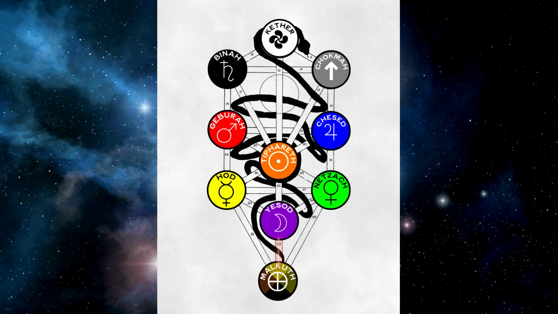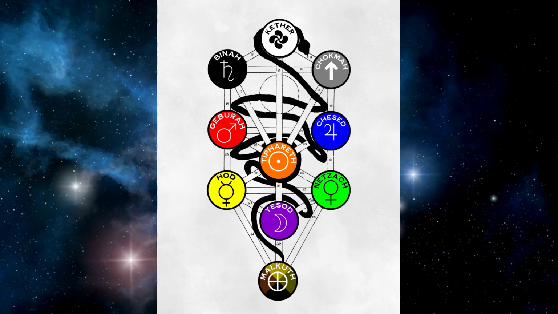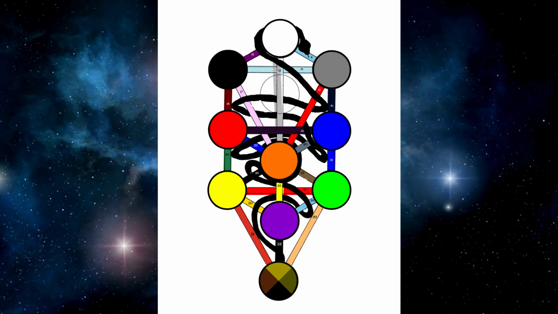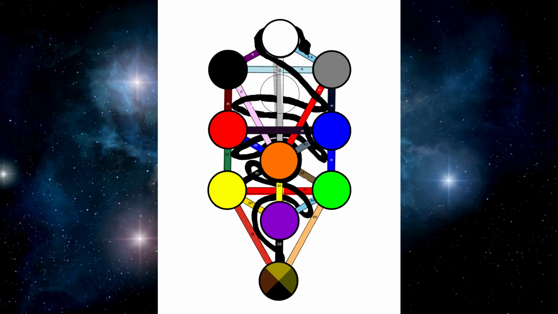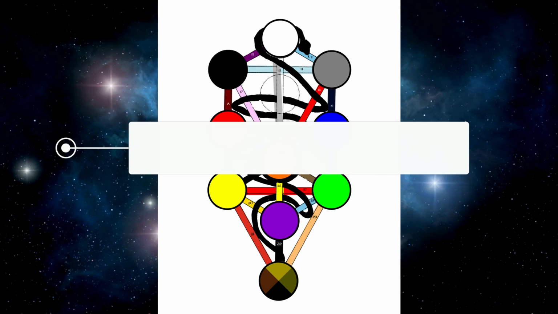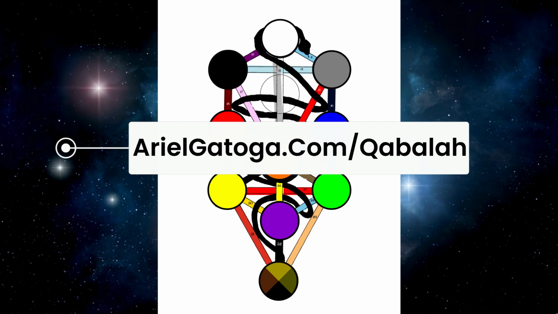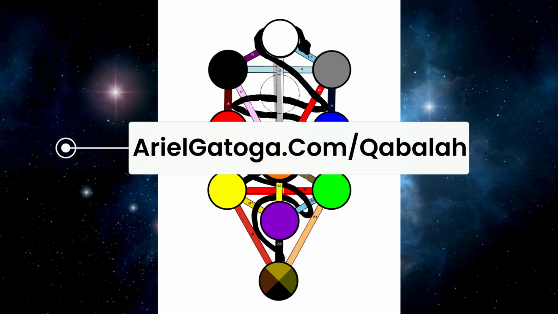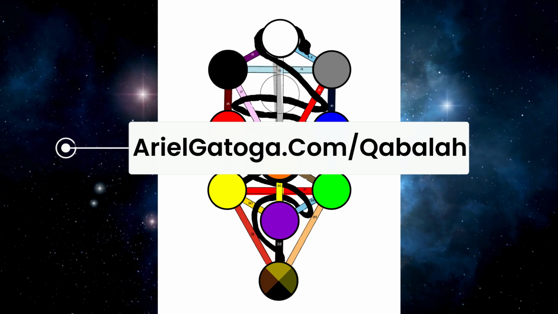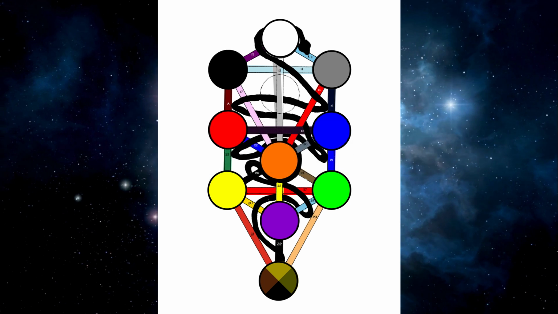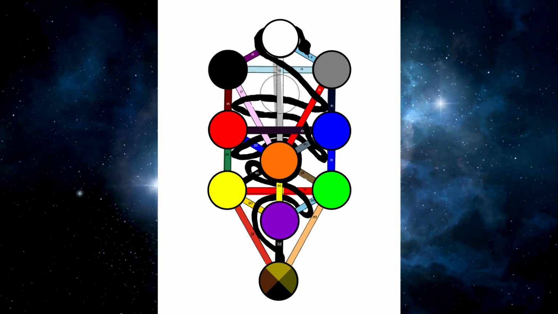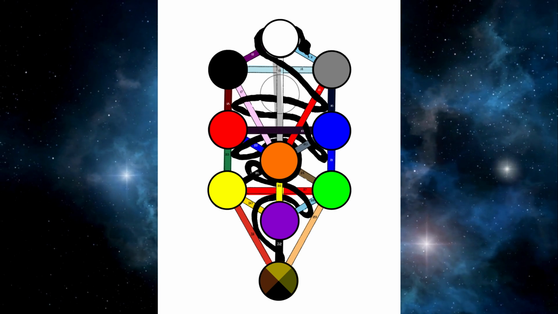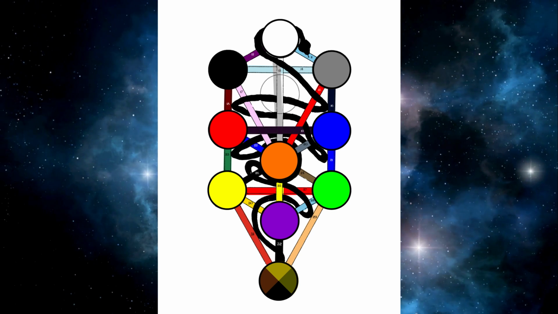To work your pathworking sessions, you will need a fully colored diagram of the tree. You can download a blank tree if you register for this free course. If you aren't yet registered, simply go to arielgatoga.com/Qabala, arielgatoga.com/Qabala. And Kabbalah here is spelled Qabalah. Print out a blank tree and then use colored pencils, markers, or crayons to color the spheres and paths using the colors given in your handout. Keep this diagram for all of your pathworking sessions.